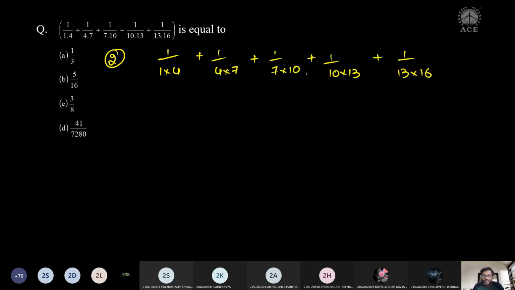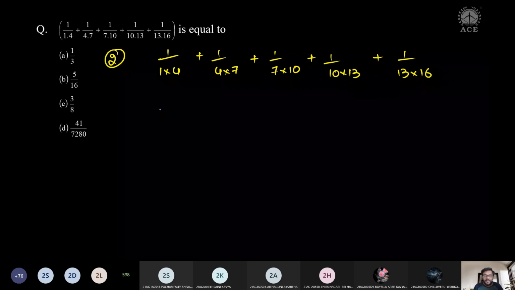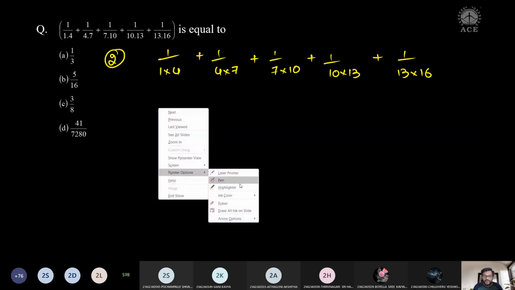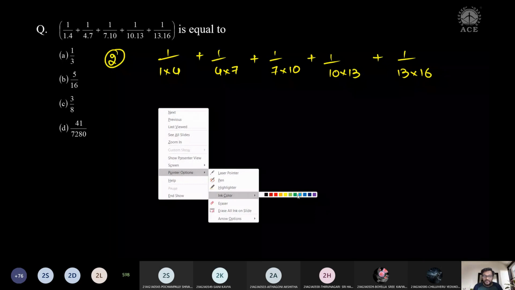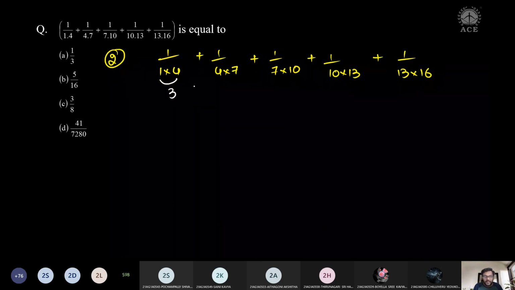Fine, let's see about this one. So guys, what's your answer? Difference is 3 common. Difference is 3. Now what can we do?